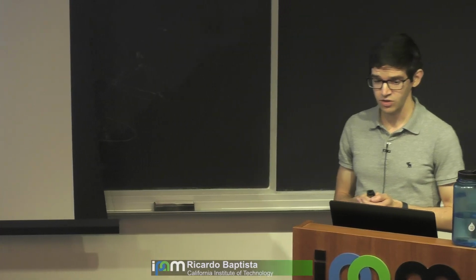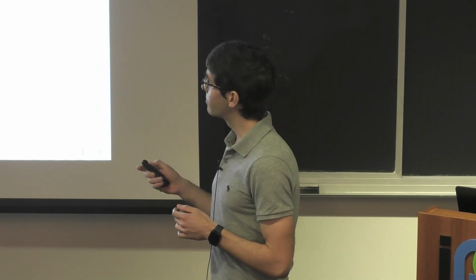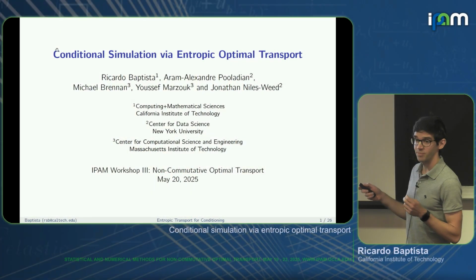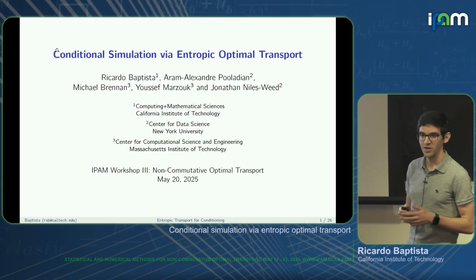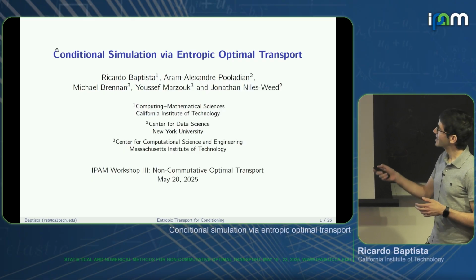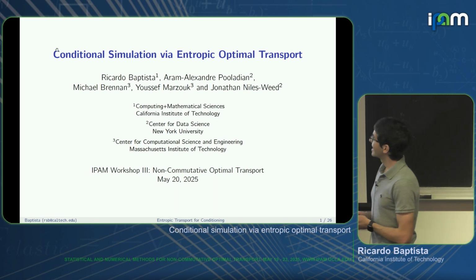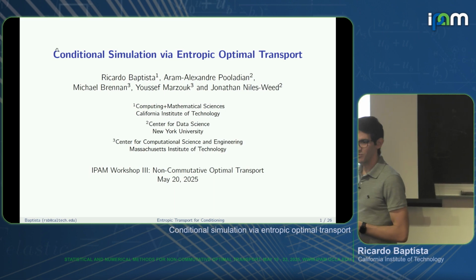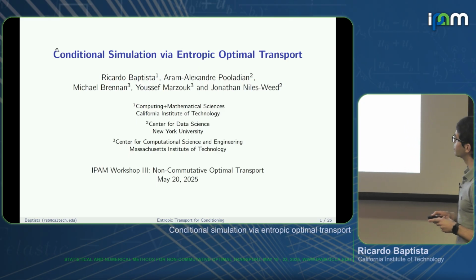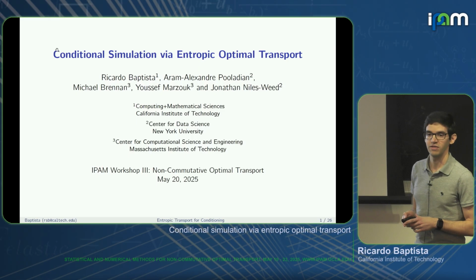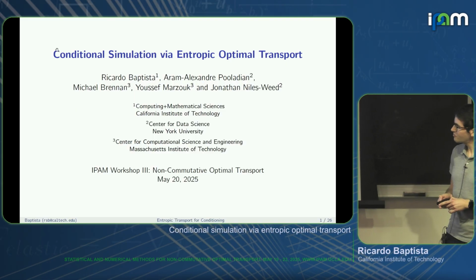Today I'd like to talk to you a little bit about conditional simulation, the problem of sampling conditional distributions. And before I get started, I want to acknowledge my collaborators, Aram Puladian, who really wanted to be here today. But I'm hopefully going to do a decent job in representing our joint work in collaboration with Michael Brennan, Yusuf Marzouk from MIT, and John Niles Reed from NYU.